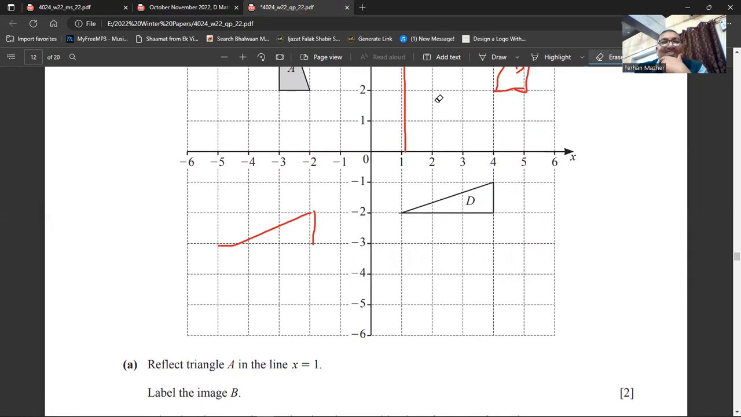I don't know why it's not erasing it, but okay, anyway. I just want to give you the, okay, basically this is the line. Oh my God.